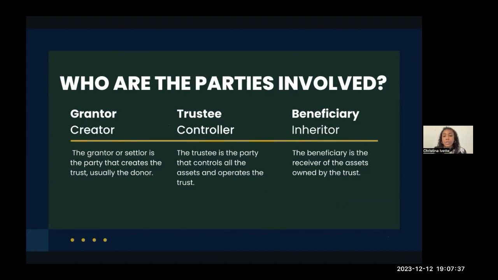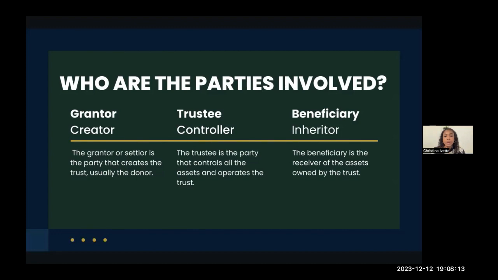So the grantor is the creator. So on paper, they have actually created the trust, and they've created it for the trustee. They have created it for the beneficiary, but they've appointed the trustee to actually control the assets, okay? So they created it for somebody else, so not for themselves, okay? The next party involved is the trustee. So the actual contract is between those two parties, between the grantor and the trustee. So when you are setting up a trust, it does need to be notarized. That's what makes it legal, and it's notarized by those two individuals.